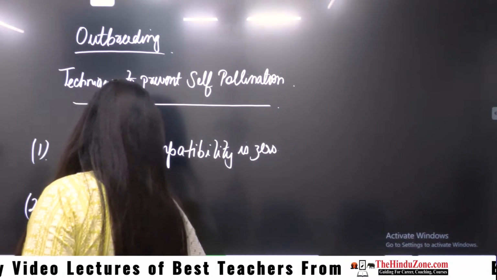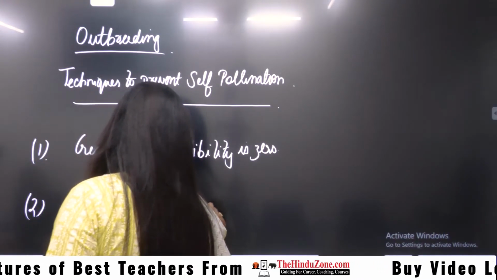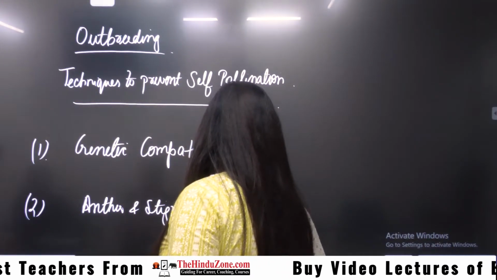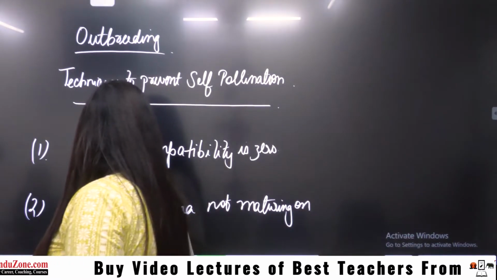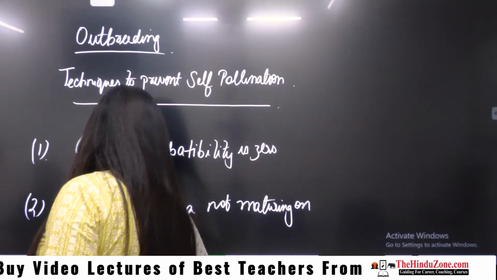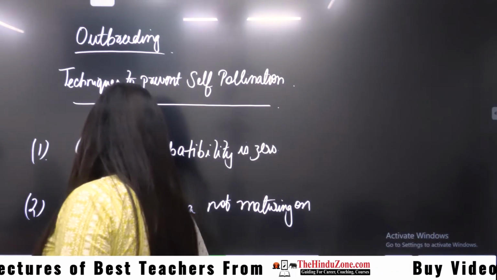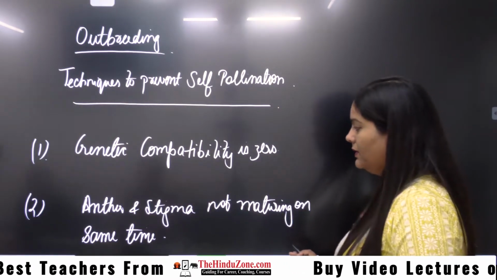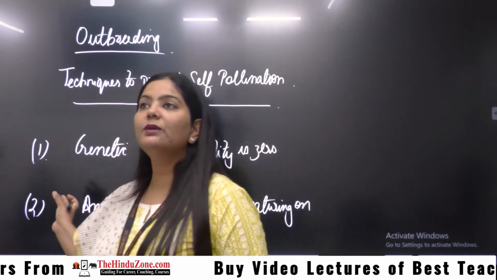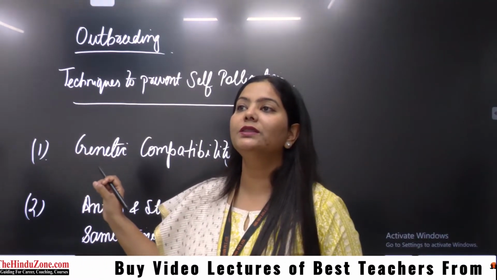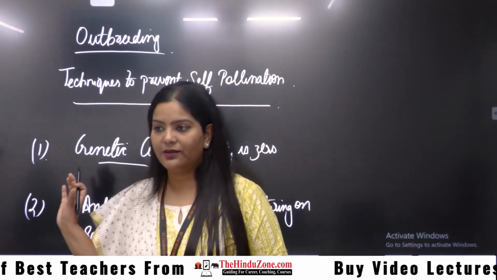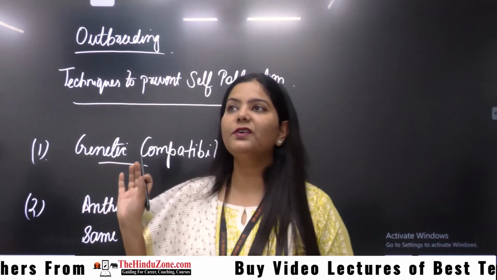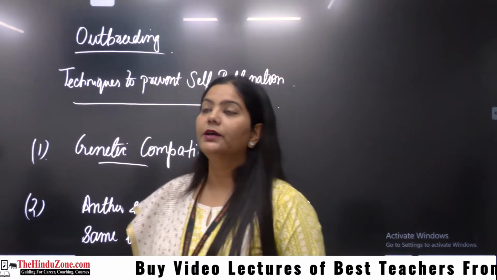Anther and stigma not maturing at the same time. अच्छा, if we are watching point number 2 where I am saying anther and stigma not maturing at the same time, ठीक? But suppose point number 2 is ruled out, कि anther and stigma they are maturing on the same time, but they are not genetically compatible to each other. So this is the second way, है ना? Got it everyone? Yes, ma'am. ये दो points clear? Yes, ma'am.